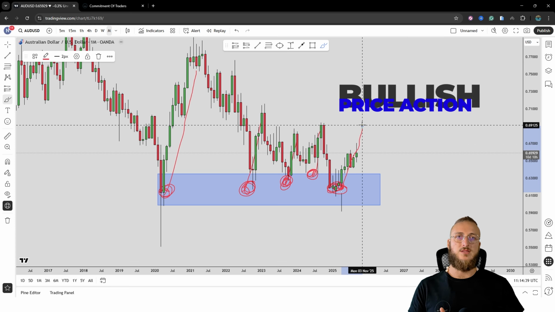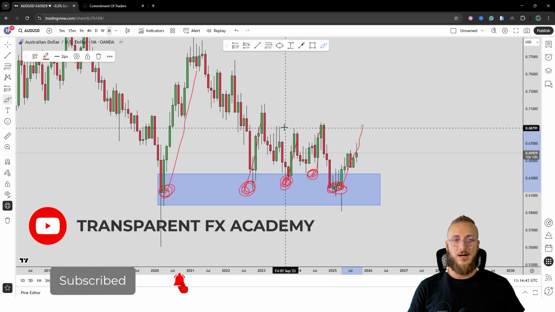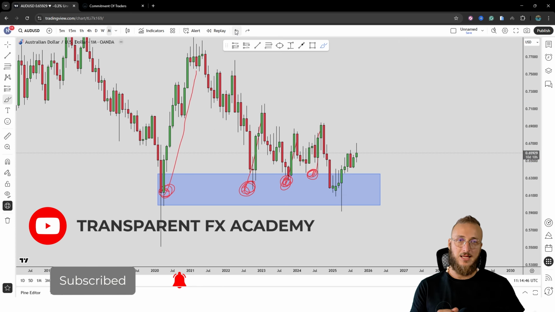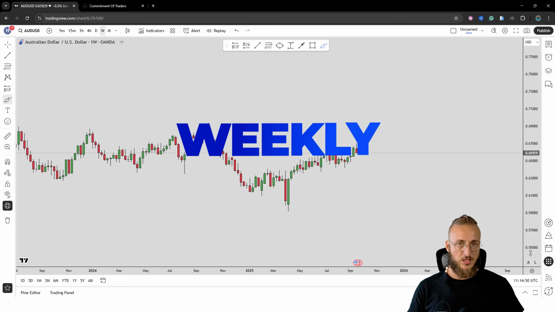So in a situation like this, more bullish price action could be expected away from this level, as already happened in the past when the market was testing this exact same zone. So let's keep this in mind and drop down to the weekly time frame.